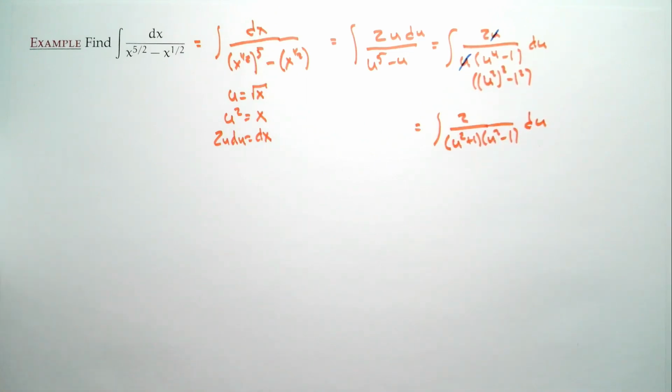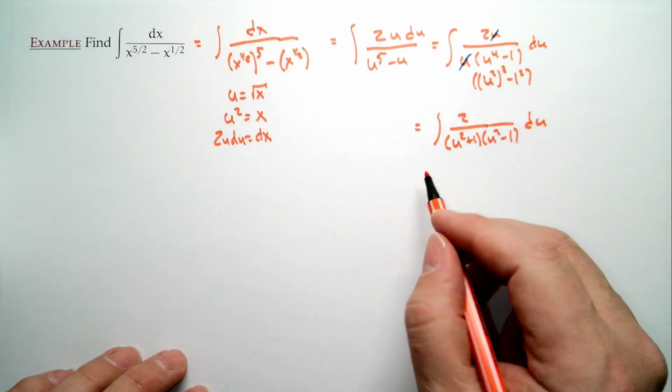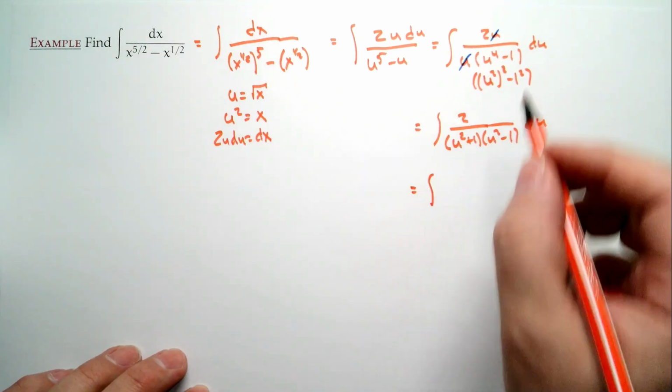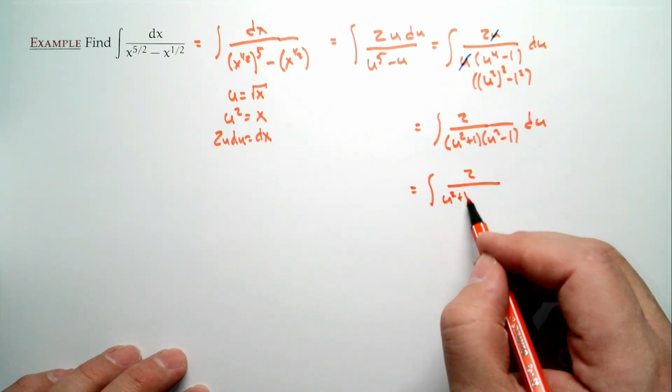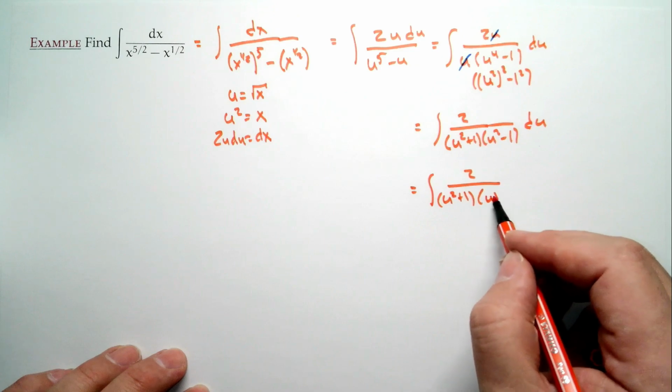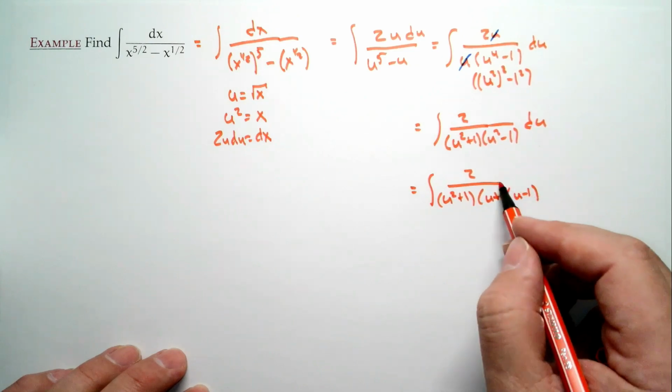All right, now are we done factoring? No. Where can we go further? Yeah, the u squared minus 1. See that difference of squares? It's a fact so nice, we're using it twice. So, u squared plus 1, u plus 1, u minus 1.